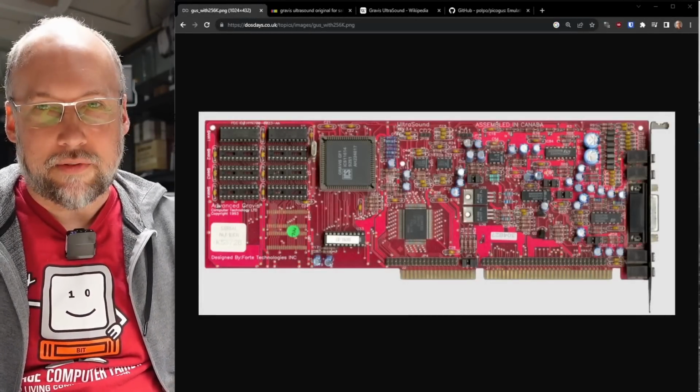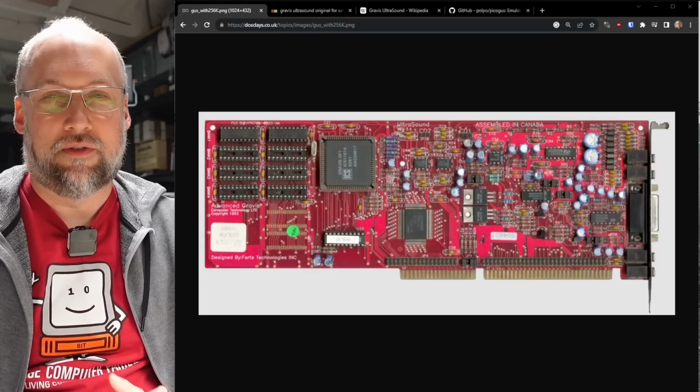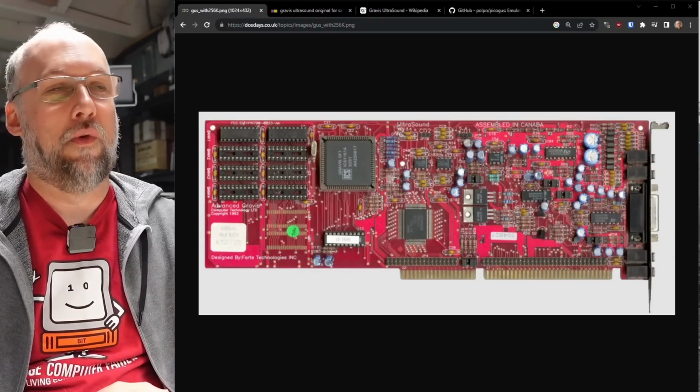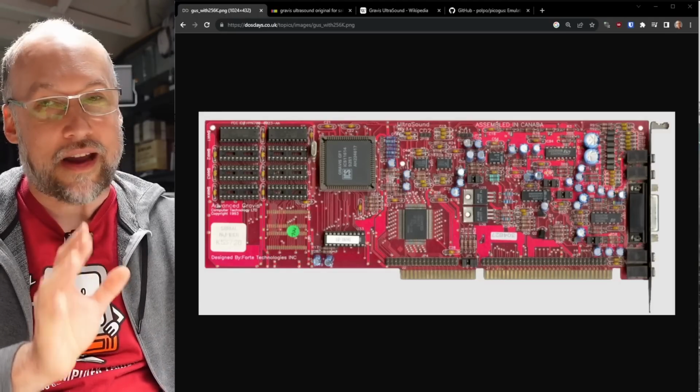The good old Gravis Ultrasound. Let's just talk a little bit about what this card is in case you're not totally familiar with it. This is a picture of one of those cards. This is the very first card that came out. It's a Canadian company, came out around 1992.